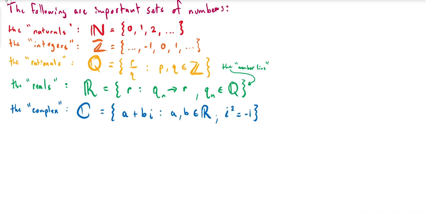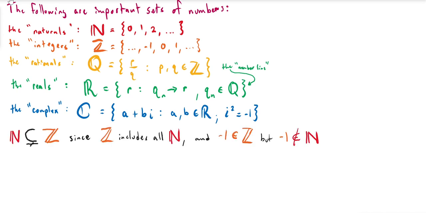There are the complex numbers, which are a combination of the real numbers and a number called i, whose square is -1. These are actually useful in measuring certain physical phenomena that have to do with frequencies, but we'll talk about the complex numbers in more detail later. The natural numbers are a proper subset of the integers, since the integers include all the natural numbers, but they also include -1, which is not a natural number.